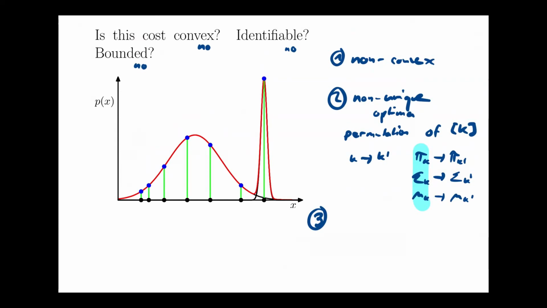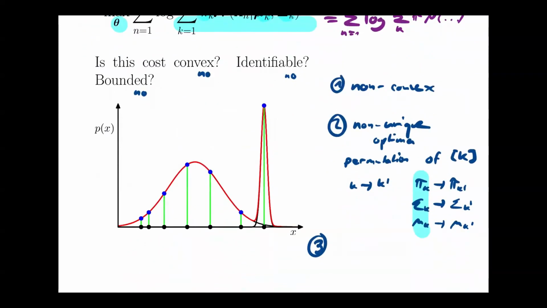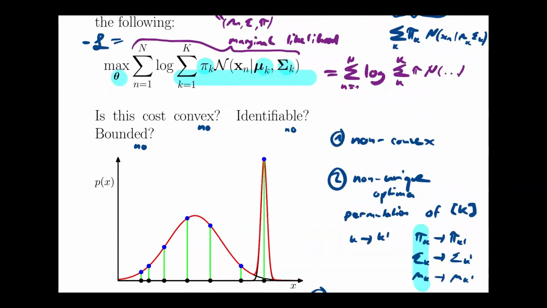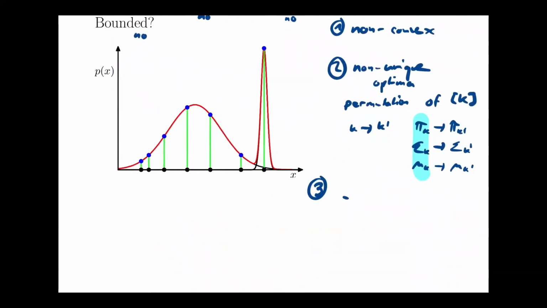So the loss, well, okay. L is the likelihood, it can go to infinity. Sorry, L is minus the likelihood. So minus L can go to infinity.